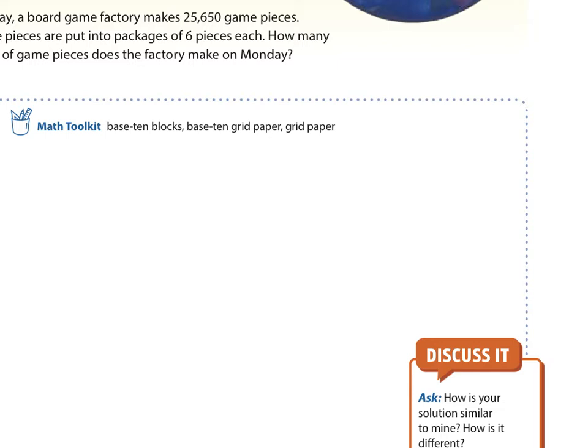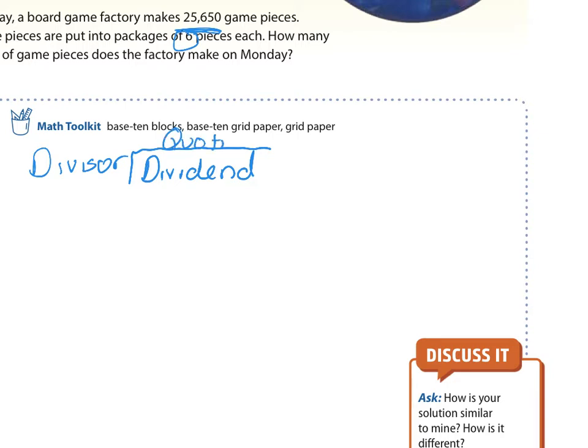So we're going to start with our dividend. Our dividend is what amount we start with. So in this case, we are starting with 25,650. Our divisor is how many groups we need. So our divisor in this case is 6. So dividend, divisor. And our answer is going to be our quotient. So dividend, divisor, quotient. If you want to think of it more traditionally, dividend, divisor, quotient.